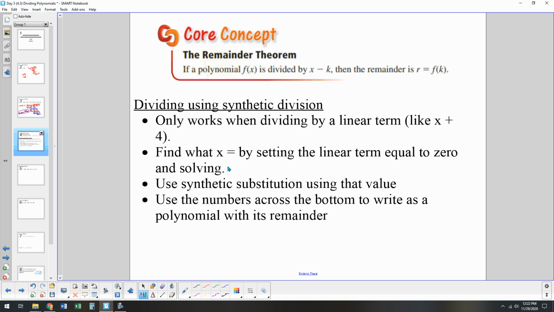So that means we're usually going to end up with the negative number, right? If it was x plus 4, that means x equals negative 4. We're going to use synthetic substitution using that value, and we're going to use the numbers all the way across the bottom to write as a polynomial with its remainder. We're always going to end up starting 1 power lower than what we started with because we took out a power of 1. I know that sounds like a lot, so let's look at what that looks like in action.